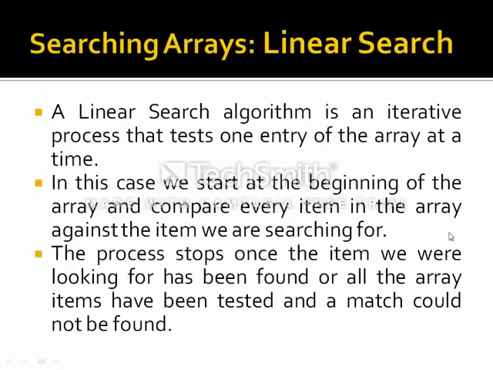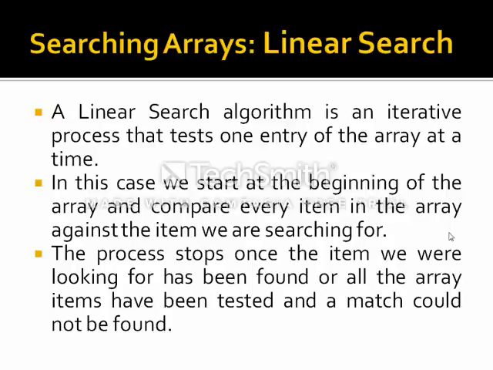One of the strategies for finding an element in an array is called linear search. A linear search algorithm is an iterative process that tests one entry of an array at a time. It means that it will compare the key value that we need to search with the elements present in the array one by one. In this case, we start at the beginning of an array and compare every item in the array against the item we are searching for.